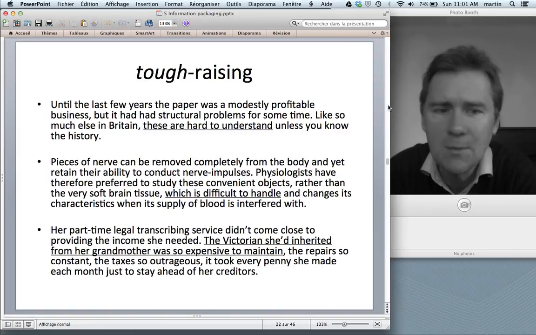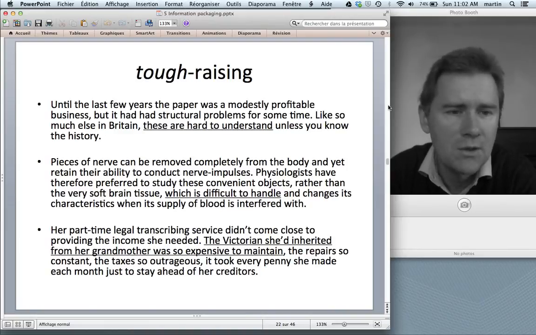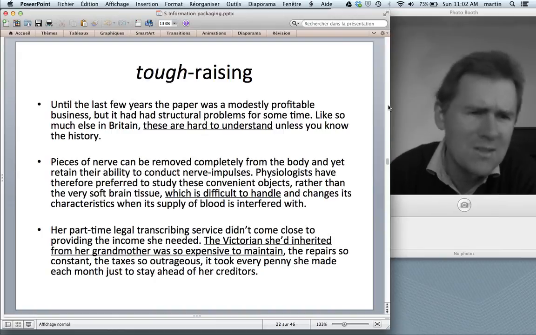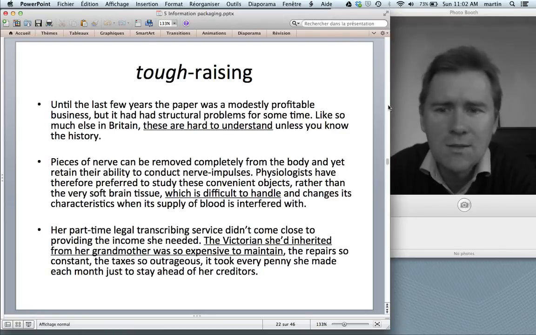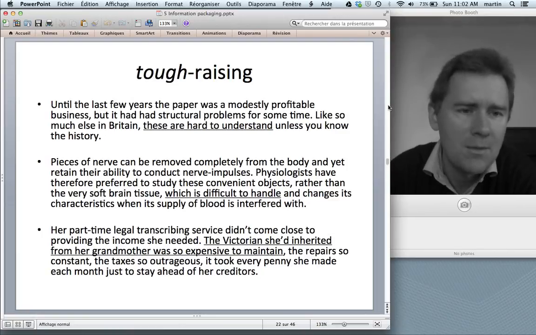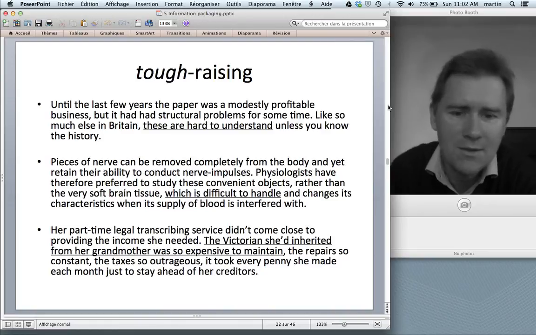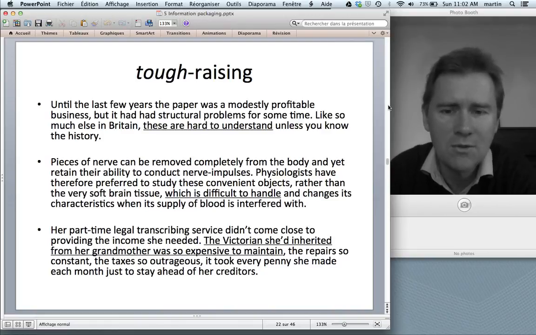Okay, let's look at this. Let me read the first example to you. Until the last few years, the paper was a modestly profitable business, but it had structural problems for some time. Like so much else in Britain, these are hard to understand unless you know the history. So you notice that the subject is a pronoun, these, and refers back to structural problems. So problems have already been talked about, that is, it forms part of the common stock of ideas that hearer and speaker have in common. Well, this is writing, of course, but nonetheless. The new part, the pragmatic assertion, is that these problems are hard to understand unless you know the history. And if you look at the two other examples, you'll come to similar conclusions.